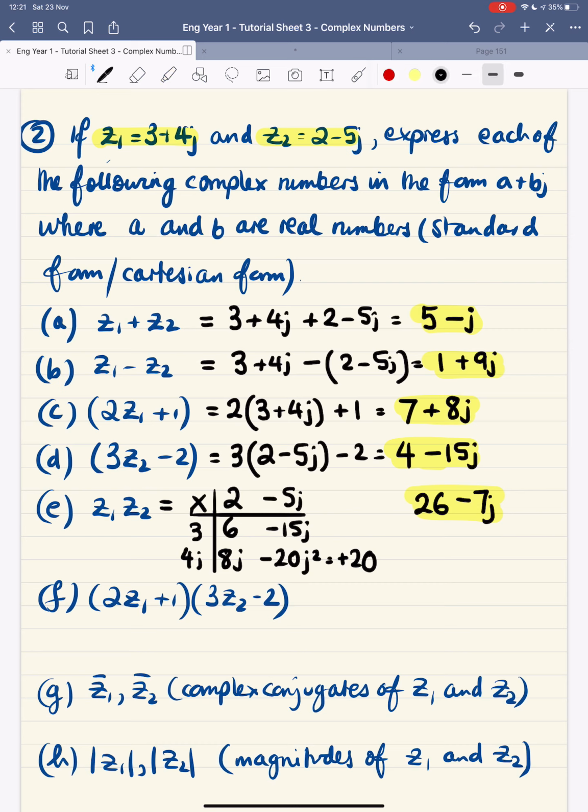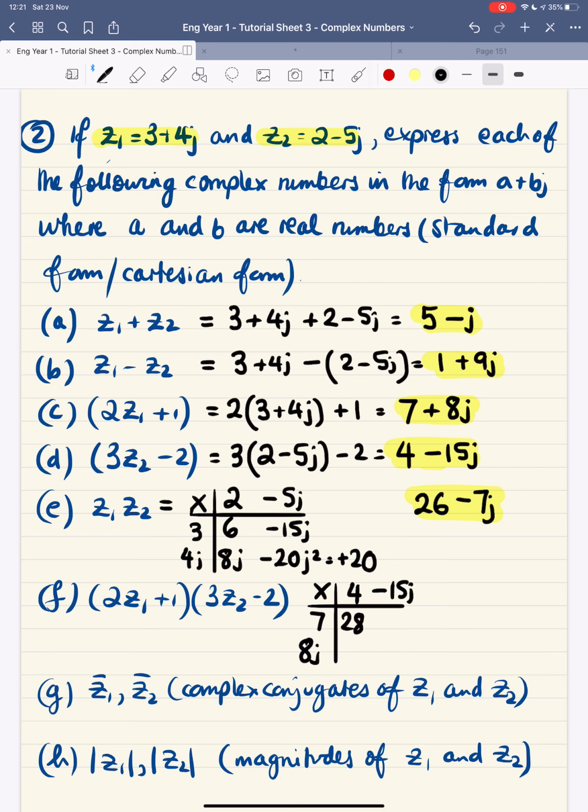Right, F. Got 2z1 plus 1. Have I got that up there? Yes, I have. 2z1 plus 1 is here, so it's the answer there. 3z2 minus 2 is the answer there. So they need multiplying together. 2z1 plus 1 is 7 with 8j, and 3z2 minus 2 is 4 minus 15j. So that's the answers to part C and D.